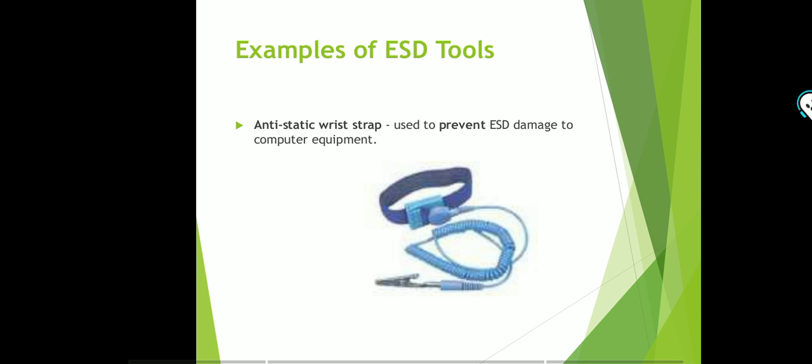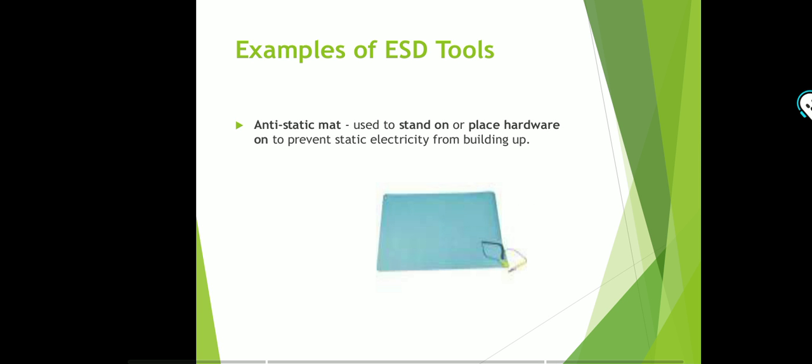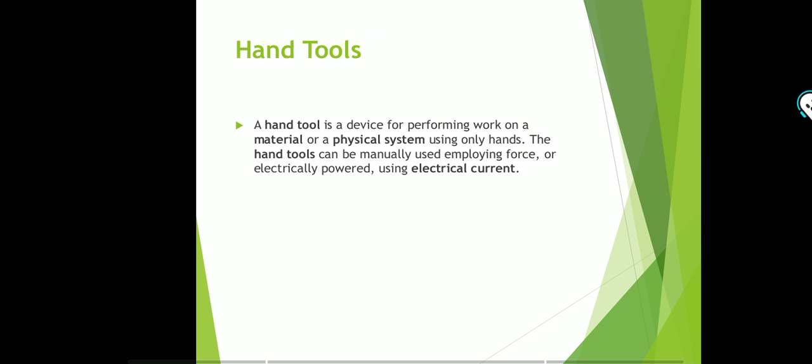Examples of ESD tools. Anti-static wrist strap, used to prevent ESD damage to computer equipment. It is worn on the wrist. Anti-static mat, used to stand on or place hardware on to prevent static electricity from building up. A hand tool is a device for performing work on a material or precision system using only hands. Hand tools can be manual, employing force, or electrically powered, using electrical current.